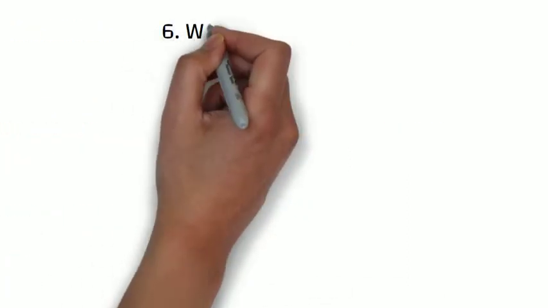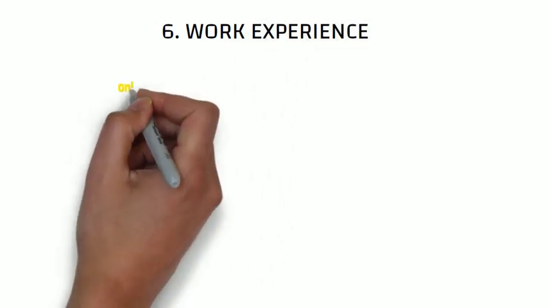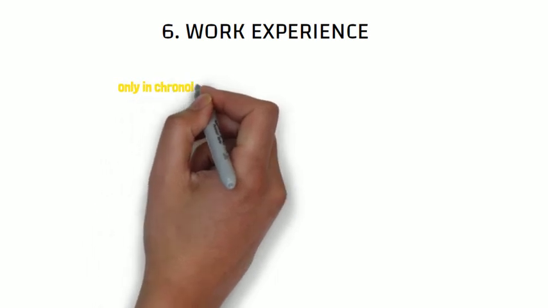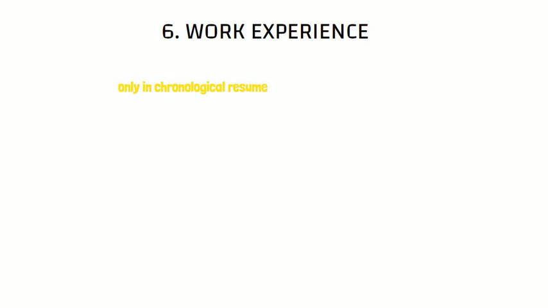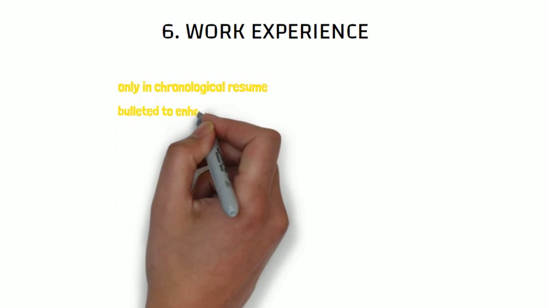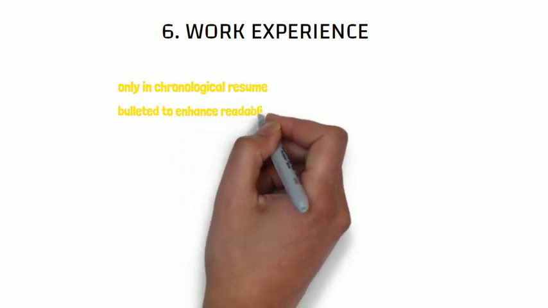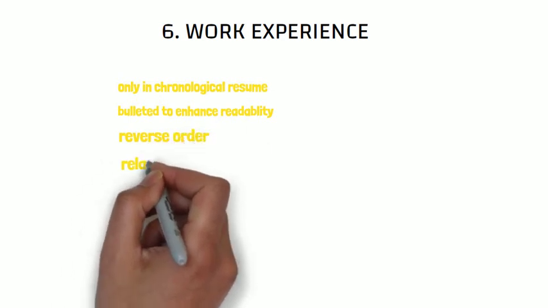The last heading is of work experience or employment history. This heading will be included only in a chronological resume, not in functional format. Also, this heading should be written before the heading of education if you have a longer list of significant and relevant work experiences. If you have 2 to 3 past employment histories relevant to the targeted job, then include this heading after the heading of education. This should also be bulleted to enhance readability. Also, write this heading in reverse order from most recent backwards.